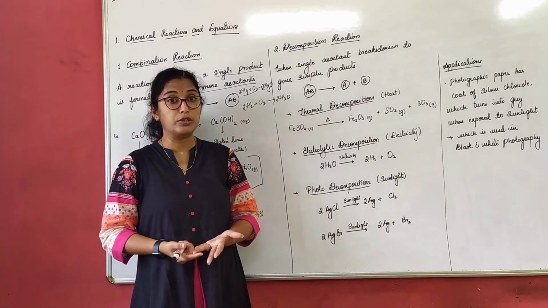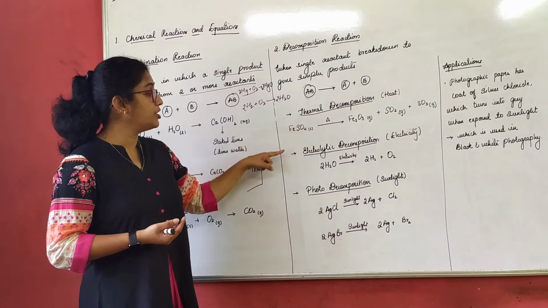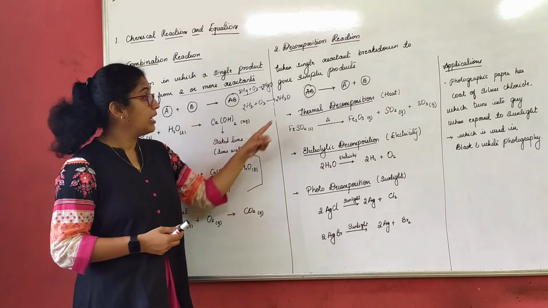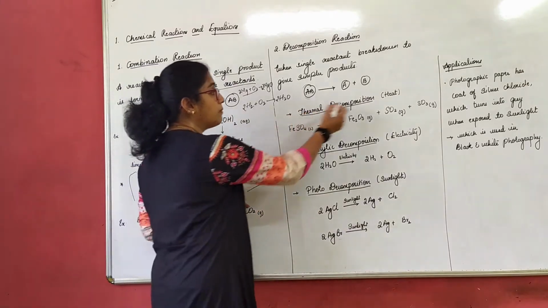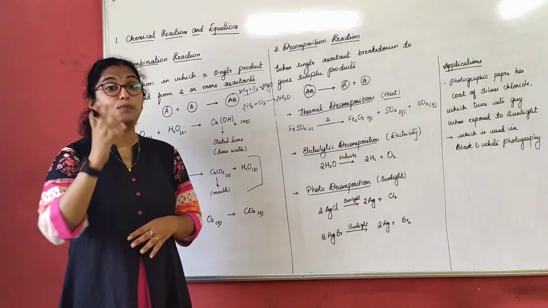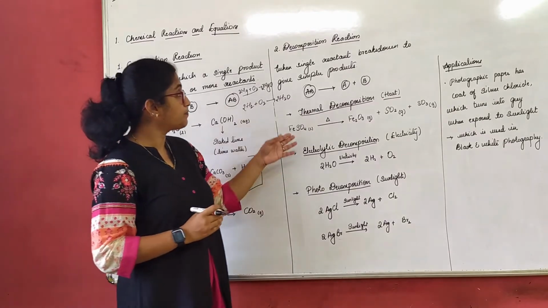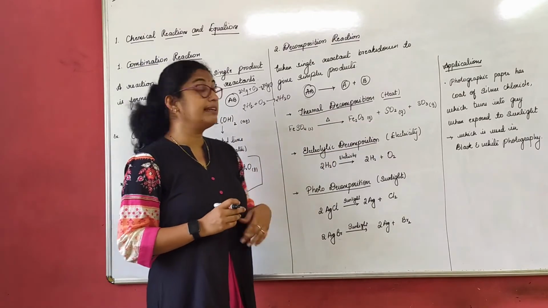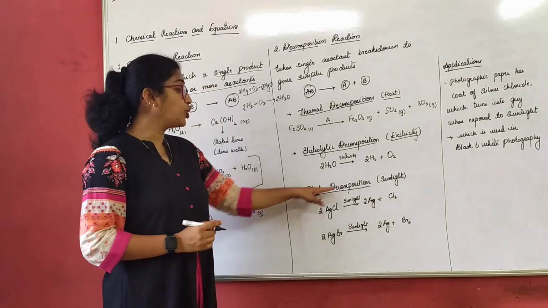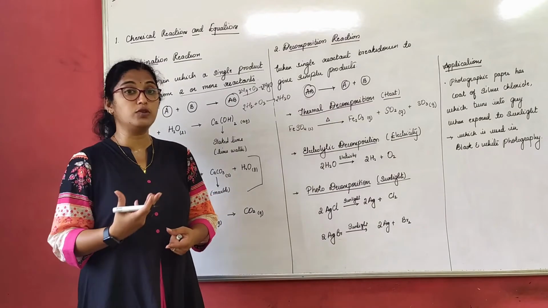Now how do we decompose it? We decompose it by 3 methods: thermal decomposition, electrolytic decomposition and photo decomposition. Thermal means heat, so we provide heat to break the given thing down into simpler 2 or 3 molecules or products. Electrolytic decomposition means passing electricity. Photo decomposition means exposing it to sunlight.